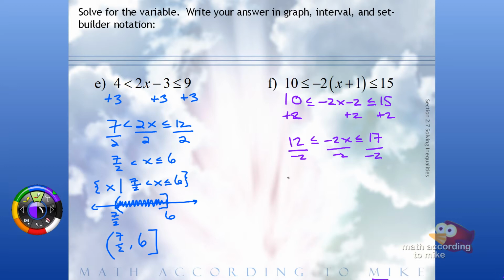We have to change the sign in the inequality. The bad thing about this is that it's hard to read. Because now notice the bigger number is on the left and the smaller number is on the right.